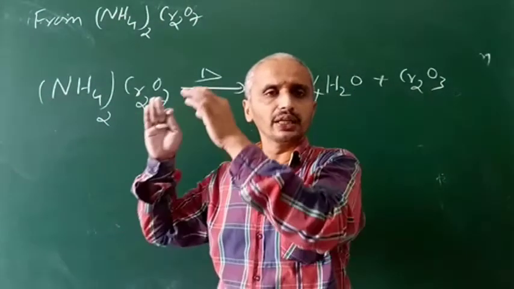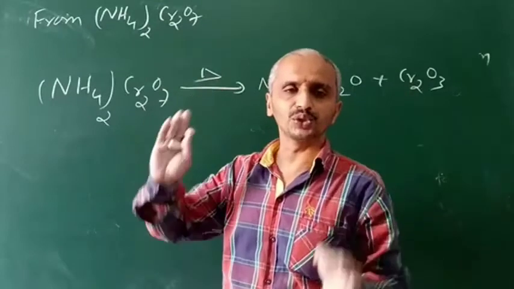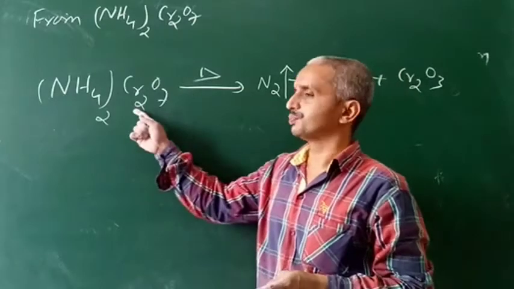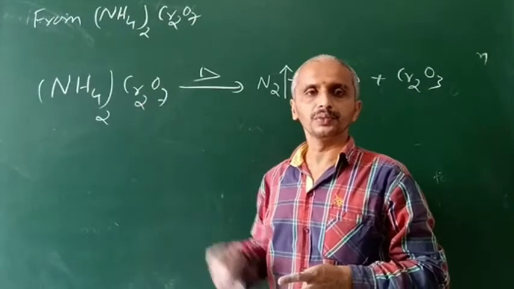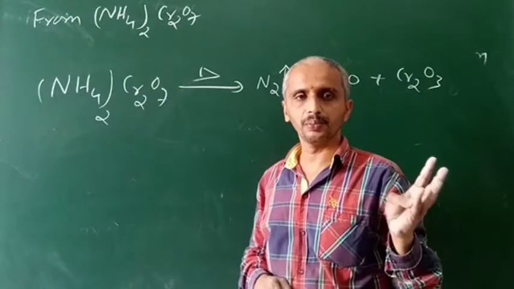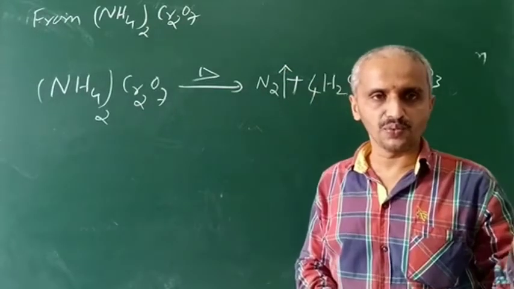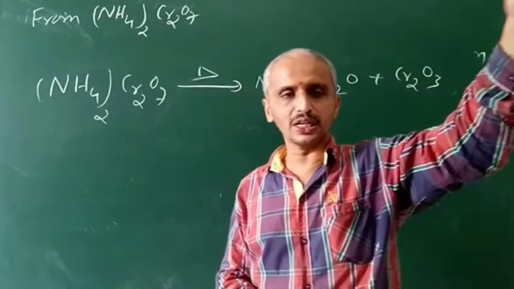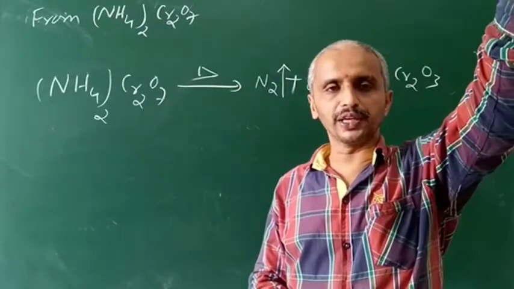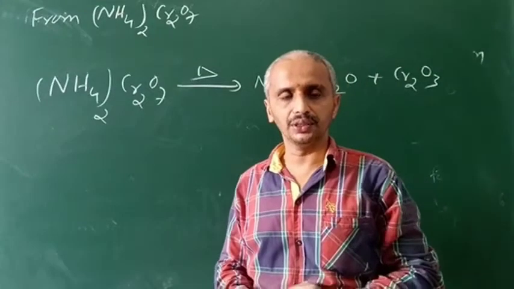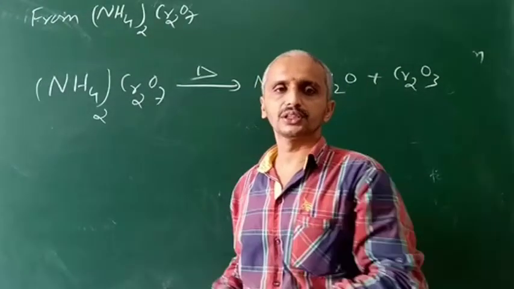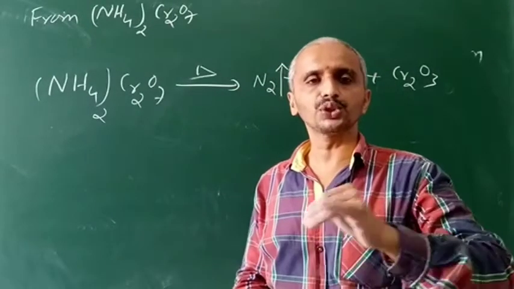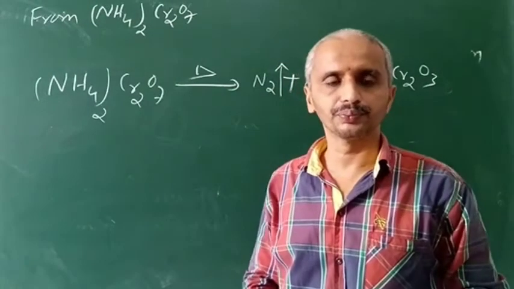Among these, which cannot be used for the preparation of dinitrogen? A. Thermal decomposition of ammonium dichromate. B. Decomposition of sodium azide. C. Fractional distillation of atmospheric air. D. Something else. Or they may say all of these. Such a question can be there in competitive exams also.